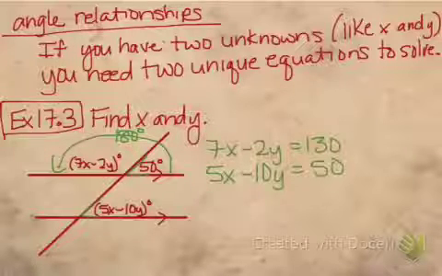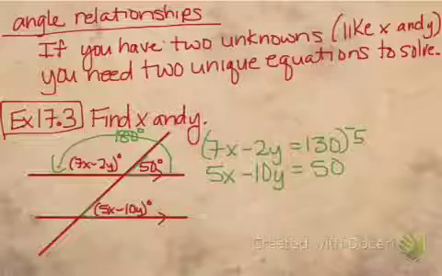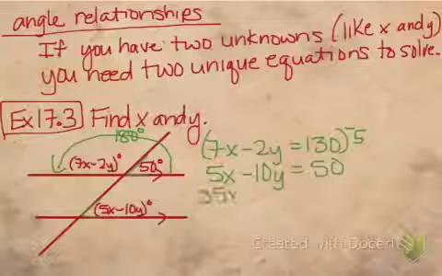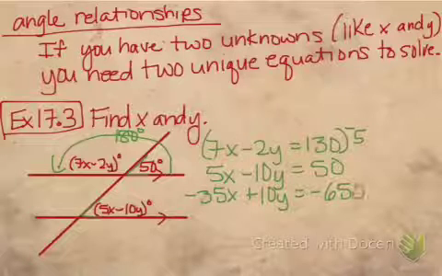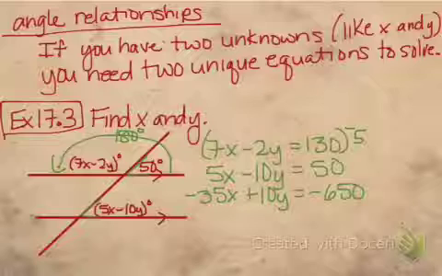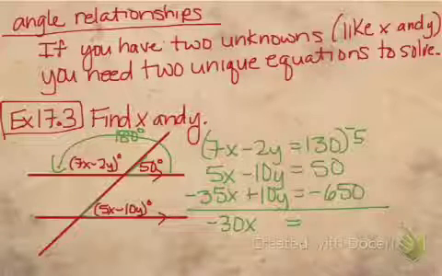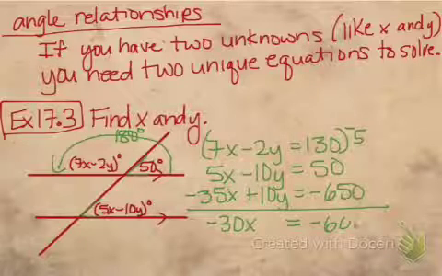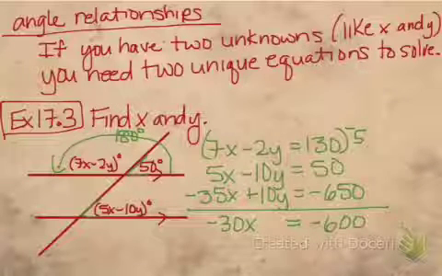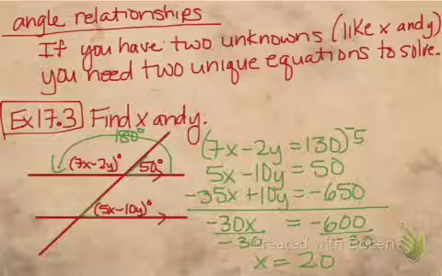I'm going to solve by elimination, which means I'm going to multiply everything in the top equation by -5. So we get -35x plus 10y equals -650. When we add those two together, we get -30x equals -600. So in this case, x is going to equal 20.